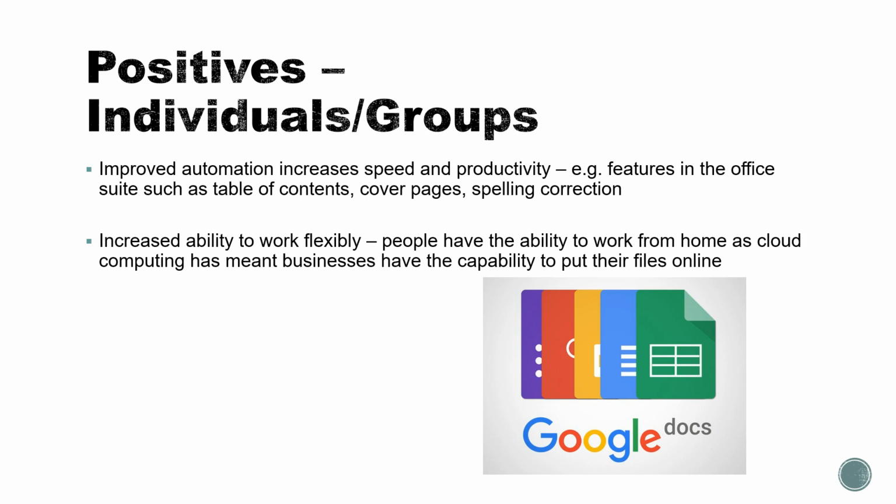You've also got the ability to work flexibly. There are a lot of examples these days where companies will put all their stuff on a cloud basis. So cloud basically means the internet. They will put their systems on a cloud-based system, and then people can access this stuff anywhere at any time. For example, you can think of Google Docs, as we've got here, or Microsoft have an example of that.